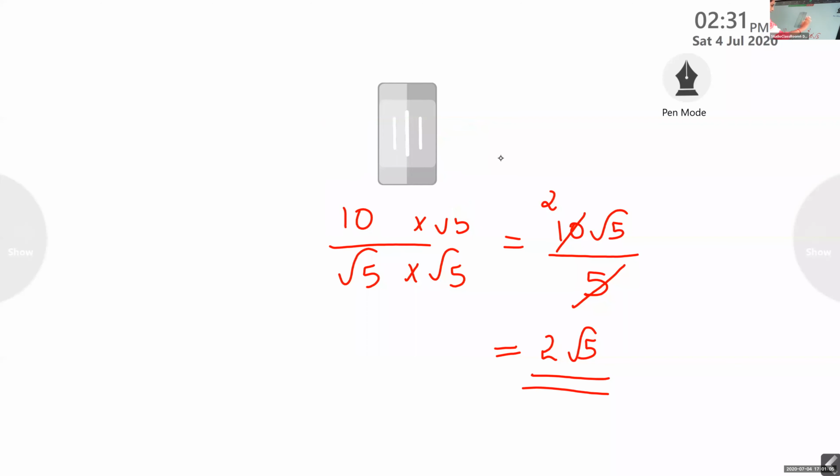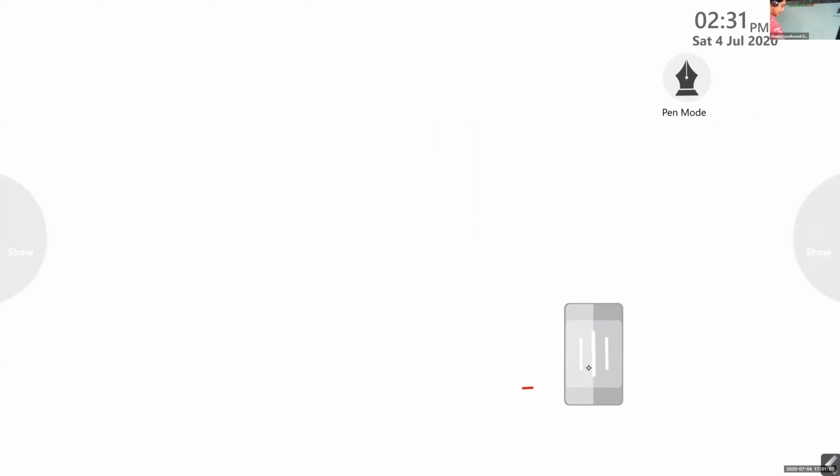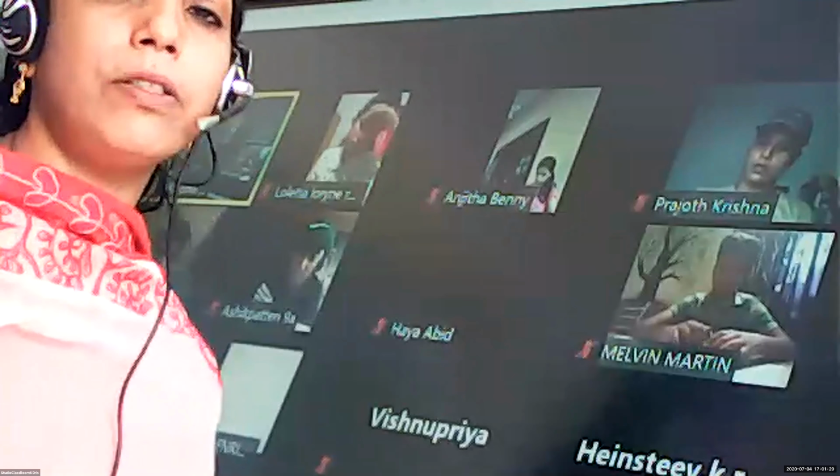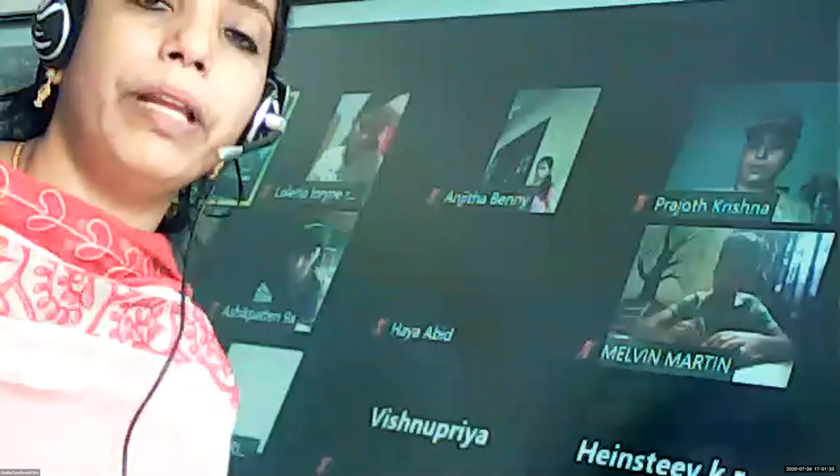Here it is only root 5, but in some questions it will come like this. First one is 1 by root 3 plus root 2. Now, those who were absent yesterday, just listen. 1 by root 3 plus root 2. Here, two irrational numbers have come as the denominator.